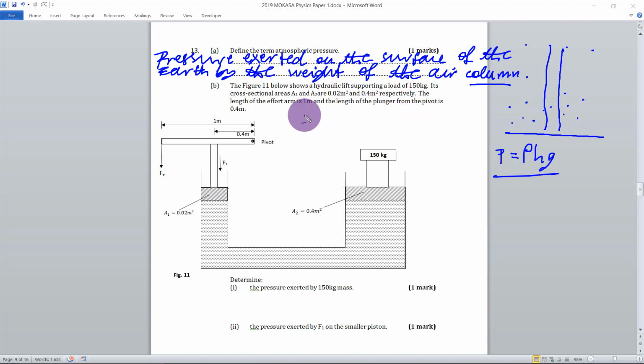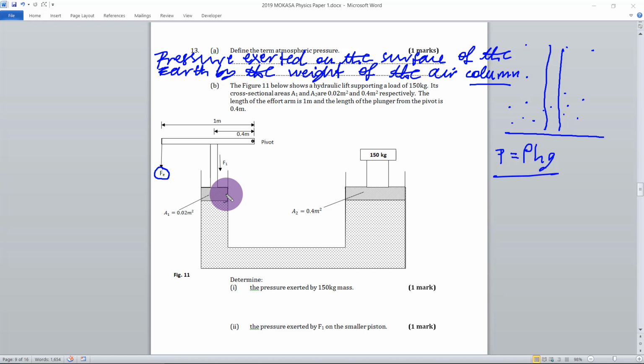We are further told that the length of the effort arm, the effort arm is the distance from the turning point all the way to where the effort is applied. This is the effort. That distance is 1 meter, and the length of the plunger from the pivot is 0.4 meters. This one here is 0.4. And then, of course, there is a force F1, which this system here applies vertically downwards on this piston.